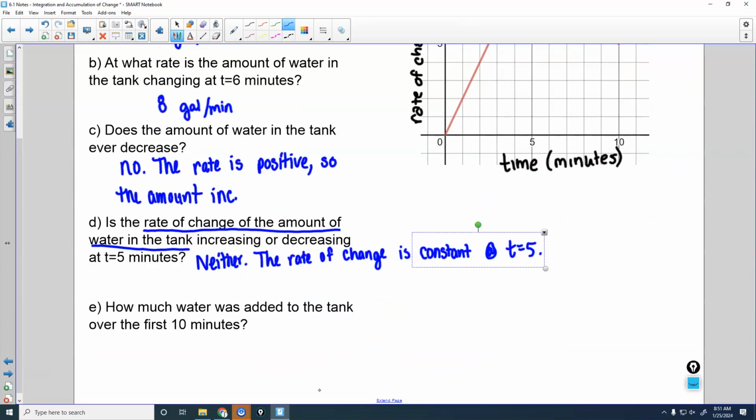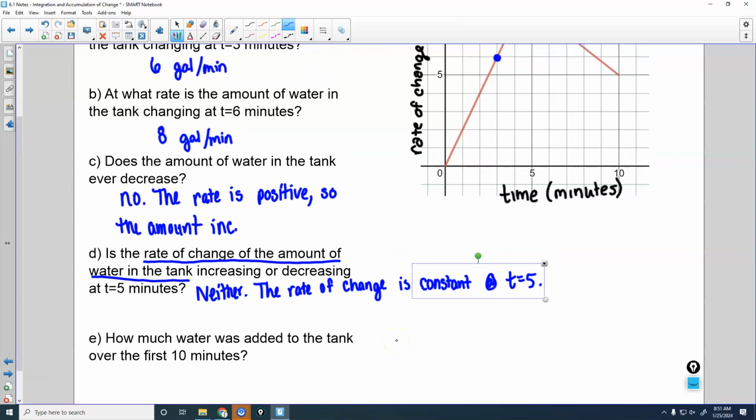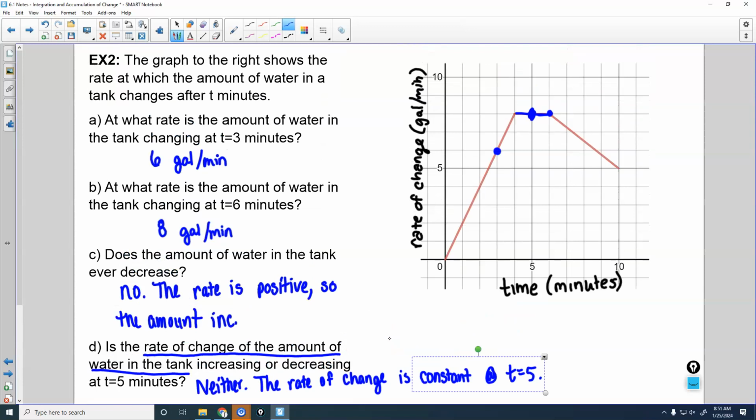All right, how much water is added to the tank over the first 10 minutes? What have we got to do to find how much water? This is asking about amount of water. We're going to find the area of the shape, because if we take gallons per minute and multiply it by the number of minutes, which is what the x-axis is calculated with, we'll get gallons, which will be what we want, right? We want to know the number of gallons. So we got a weird shape here. This one you're definitely going to want to split into rectangles and triangles.